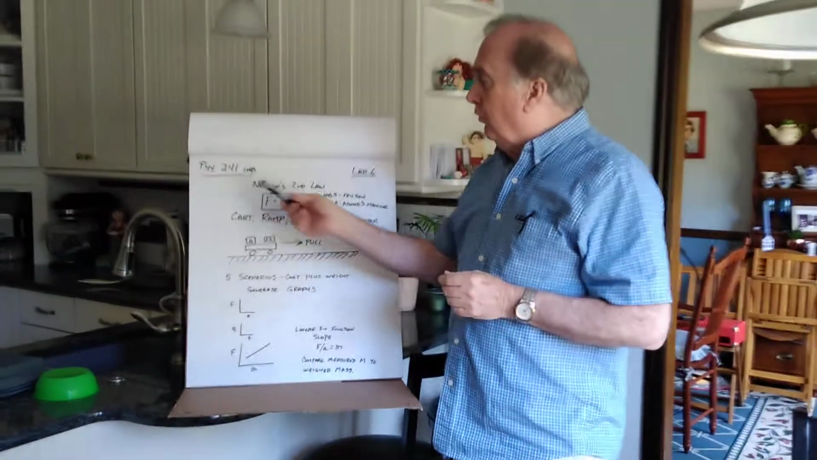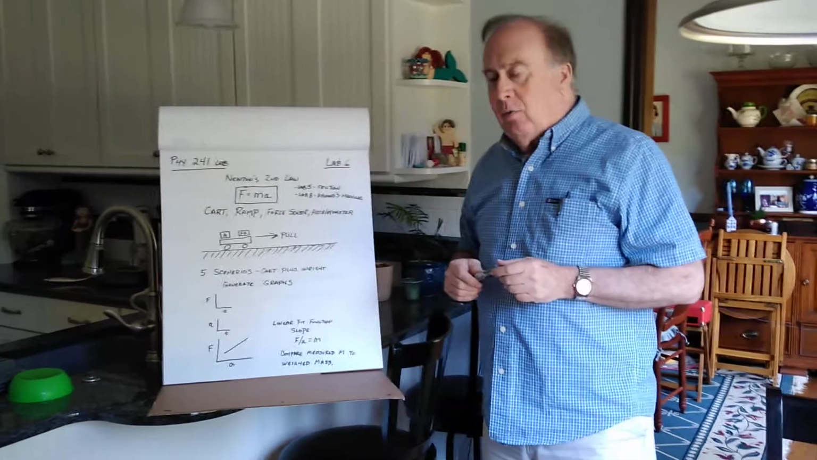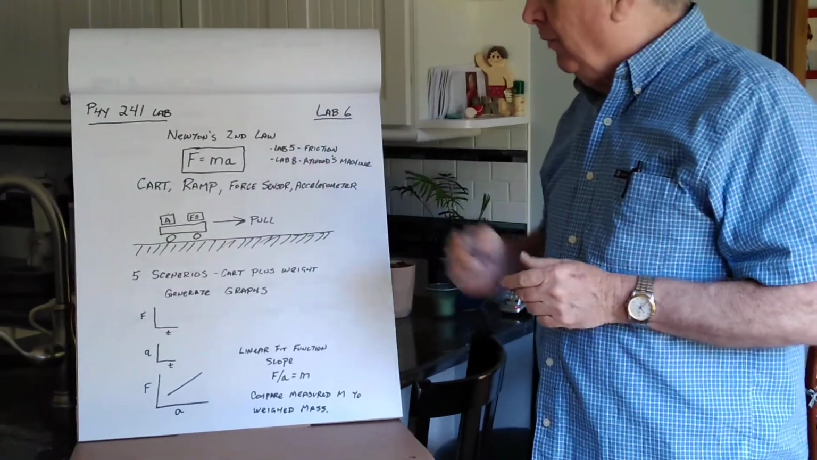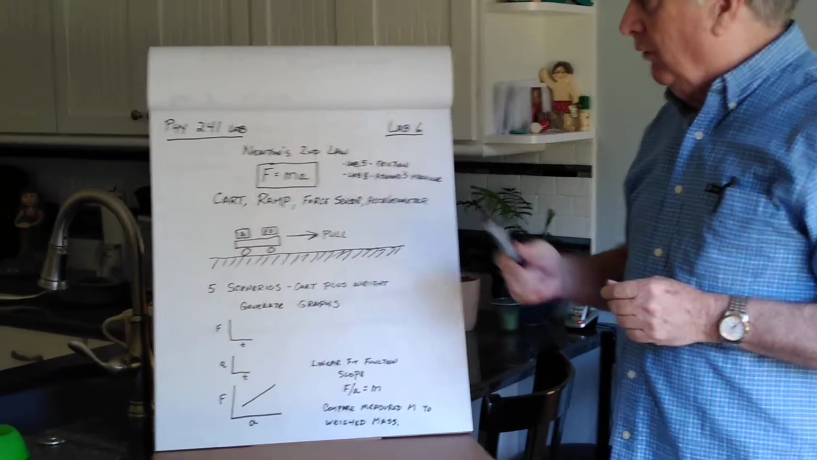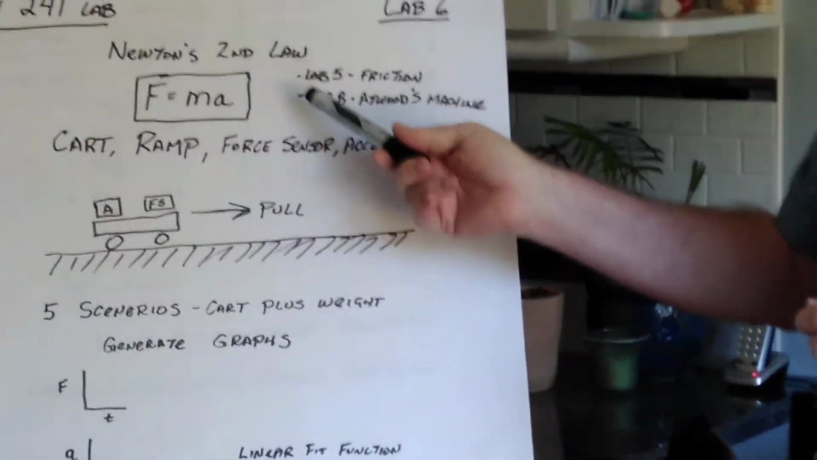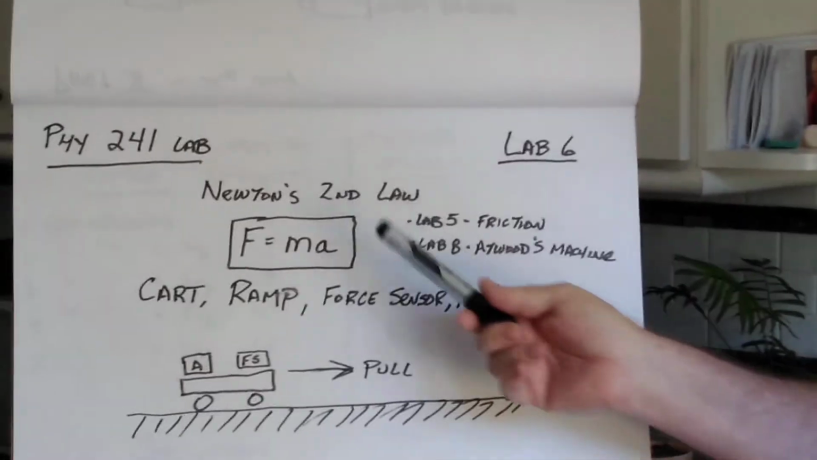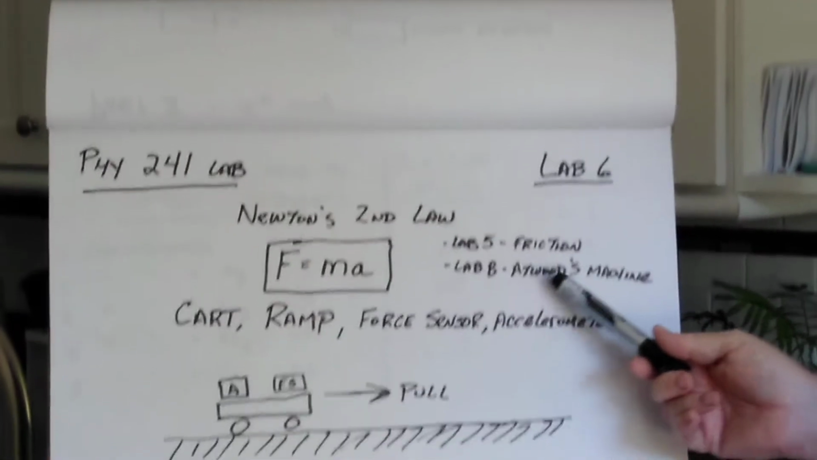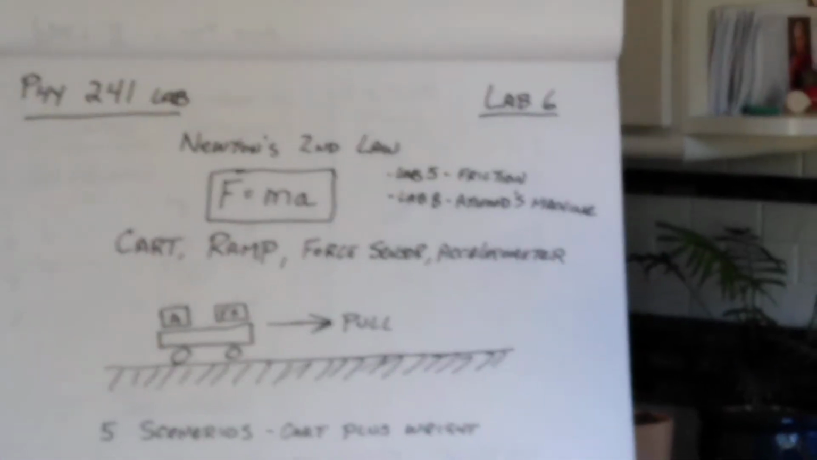This is Physics 241 Lab. Today we're going to do Lab 6, and we're going to cover Newton's second law, force equals mass times acceleration. We covered F equals ma earlier in Lab 5 in our friction lab, and we'll go into it in more depth in Lab 8, which is Atwood's machine.